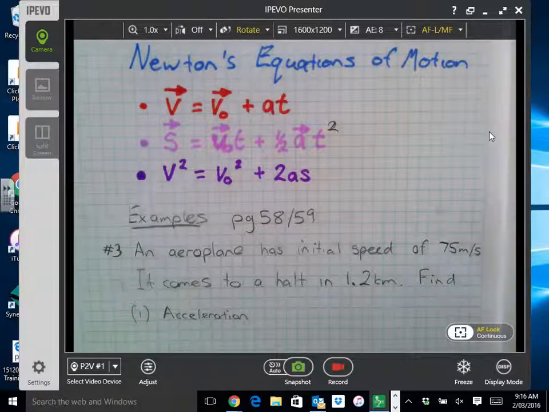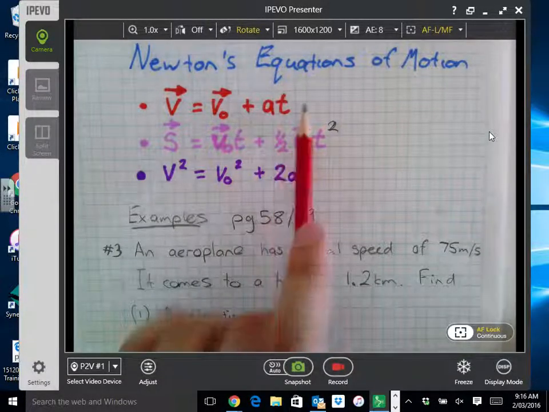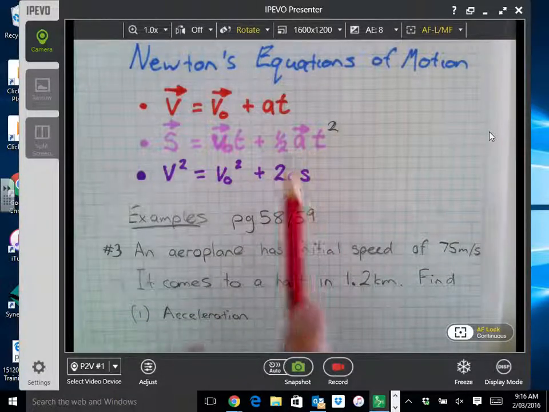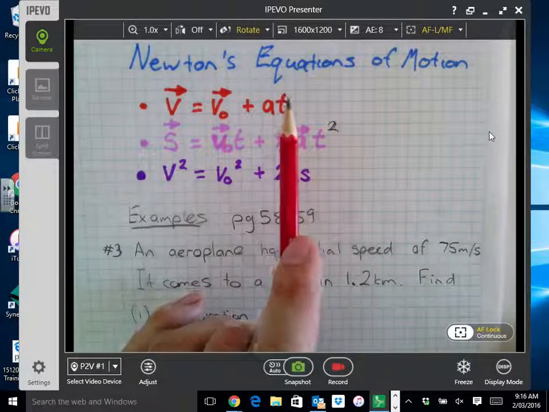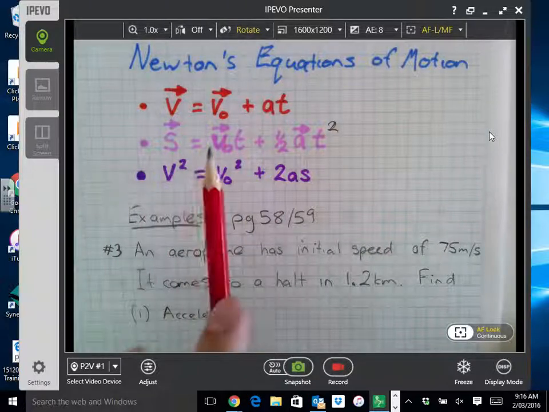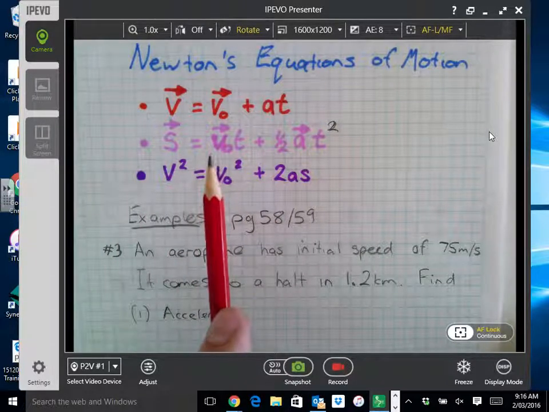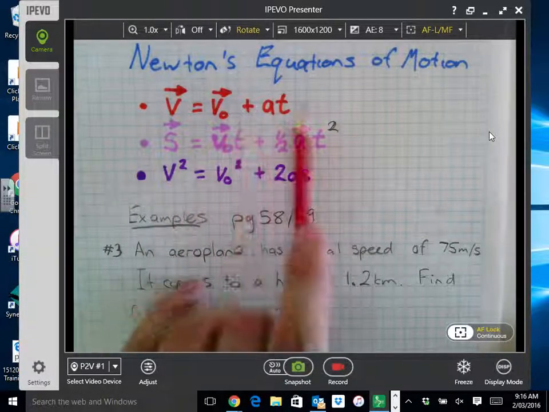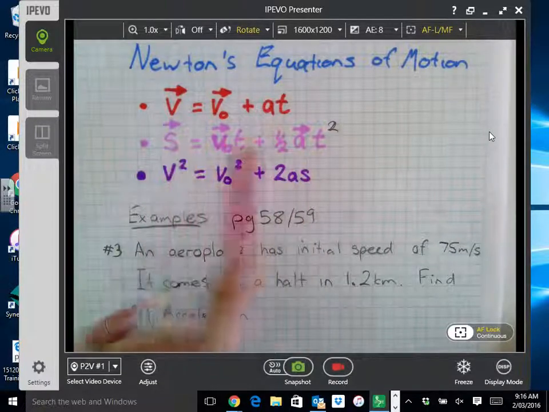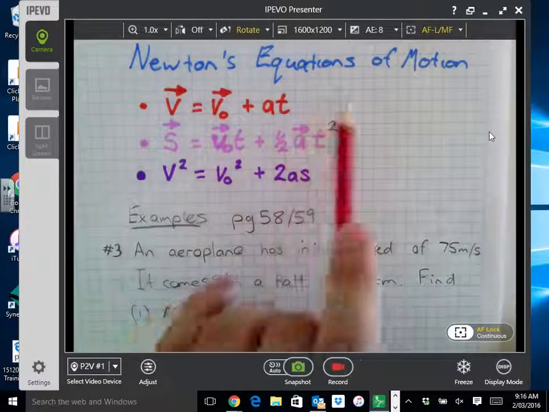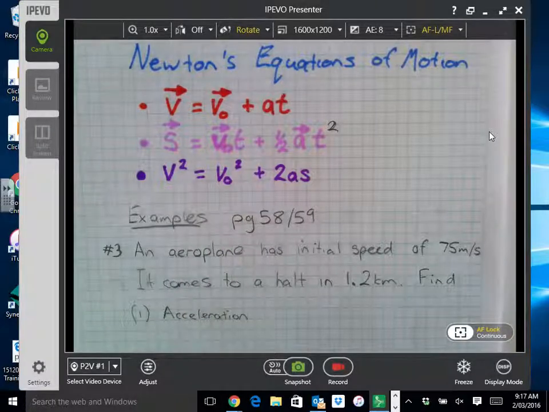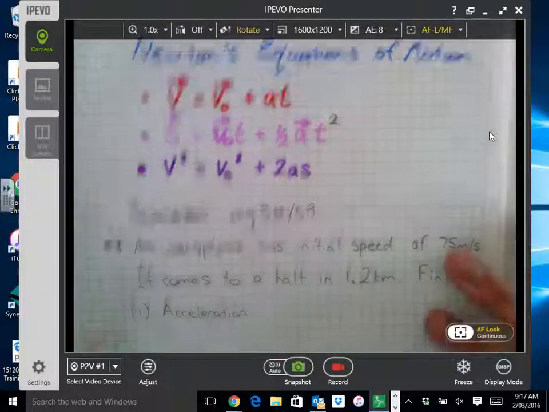Then you look and see, okay, what is it asking me? Then you've got to pick the equation that suits that. You've got to pick the equation that has everything that you have and also has what you need. So if you're going to solve for displacement, you can't use the top equation because it's not there. You may have to do this in steps as well. So we'll go through a couple of examples and you'll come to get what I mean by that. So look at our first example.